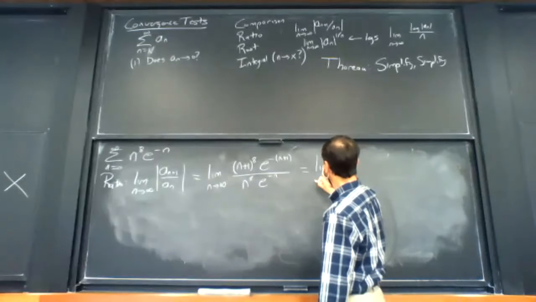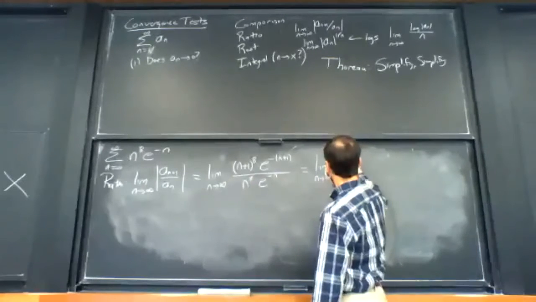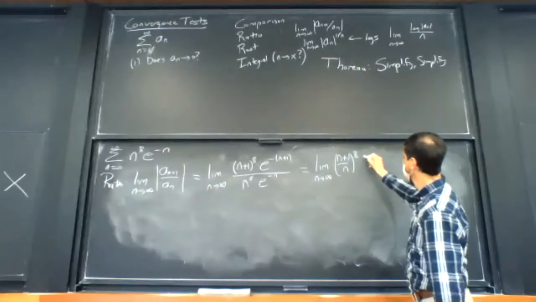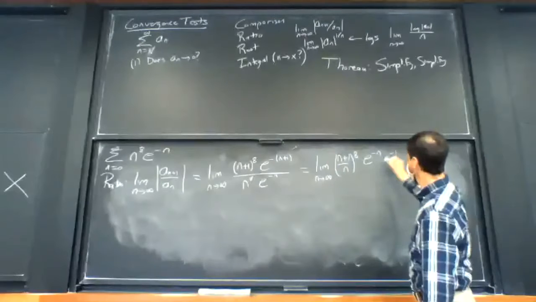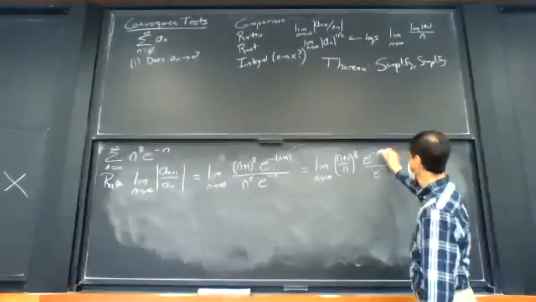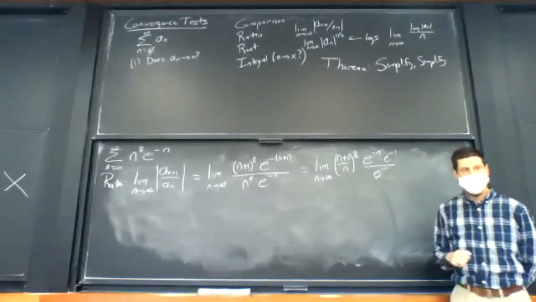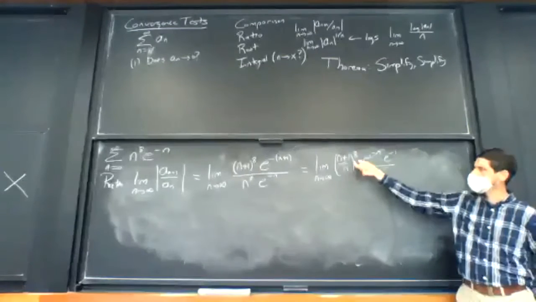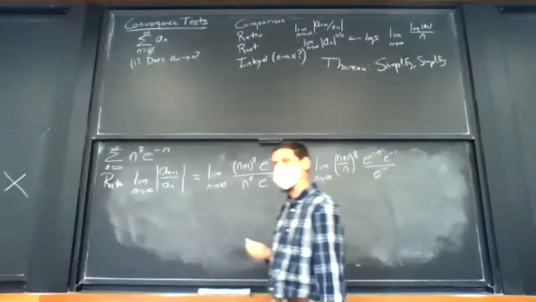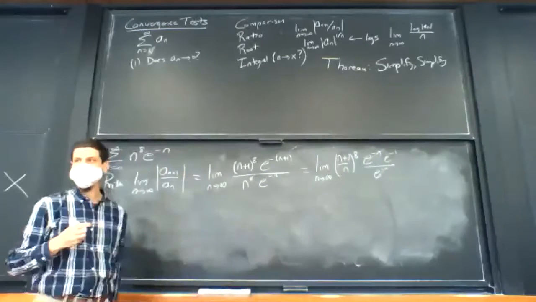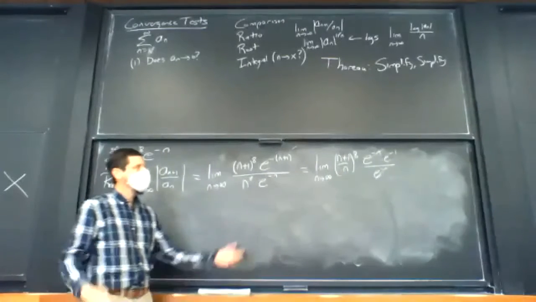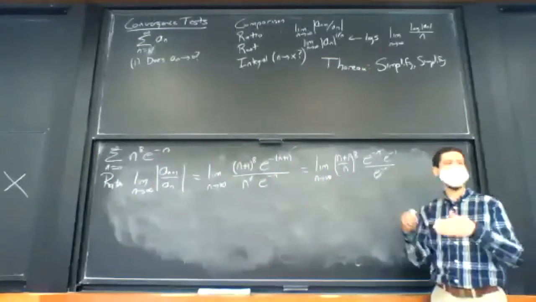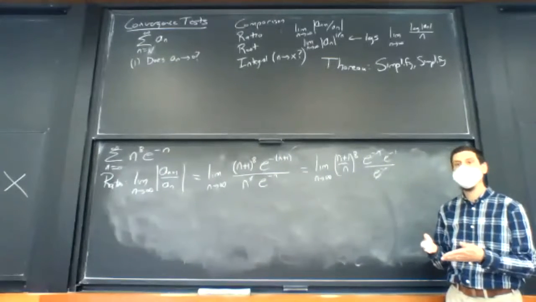So this is the limit as n goes to infinity of ((n+1)/n)^8 times e^(-n) over e^(-n). Okay, so the e^(-n) cancels. What is (n+1)/n, and what does that go to as n goes to infinity? 1. So if I raise it to the 8th power, what should it go to? 1. If something's approaching 1, if you raise it to the 8th power, it still goes to 1.